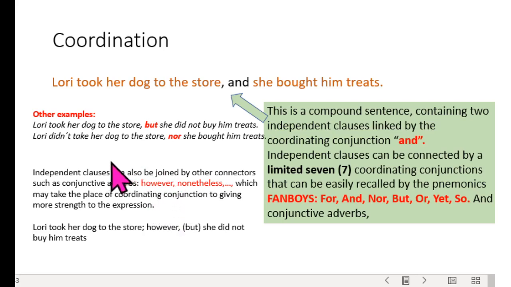For example, if I say Laurie took her dog to the store, but she did not buy him treats, it sounds normal, right? And you understand. But when you say however instead of but, it sounds stronger. Listen to this. Laurie took her dog to the store. However, she did not buy him treats. Maybe that was expected or something, so it might imply some extra meaning. Okay?